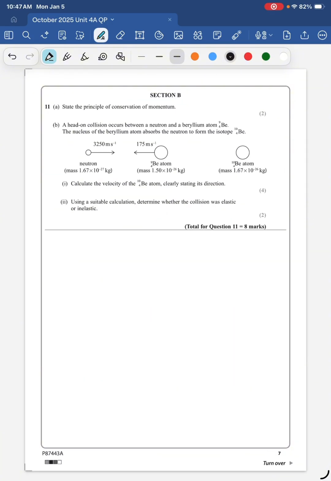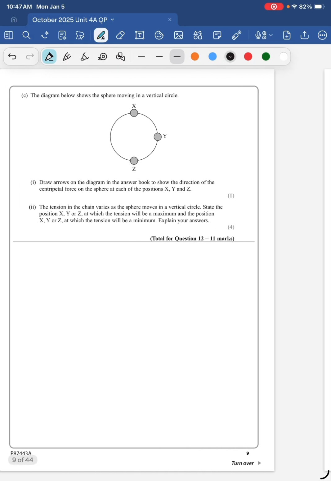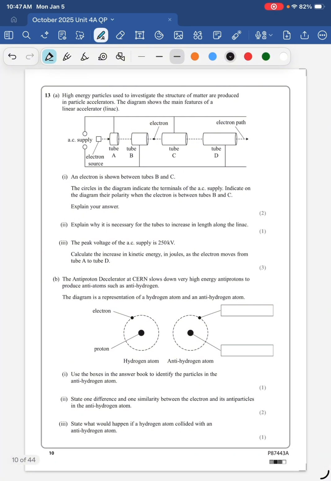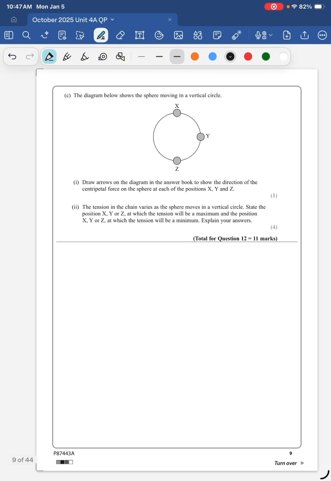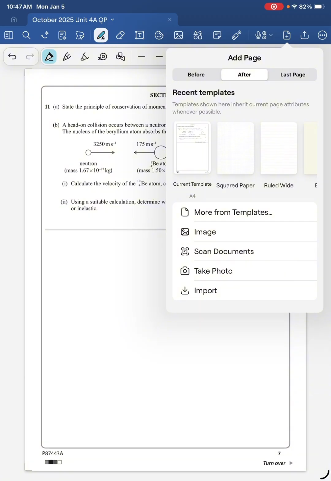Okay, we will now continue with section B, and as you can see, this is kind of a strange paper in that they don't give you an extra space to write. So I don't know what the deal is with this 4A, unit 4, but okay, let's work with what we have. So let's do question 11, part A. State the principle of conservation of momentum. I'm going to use a clean page.